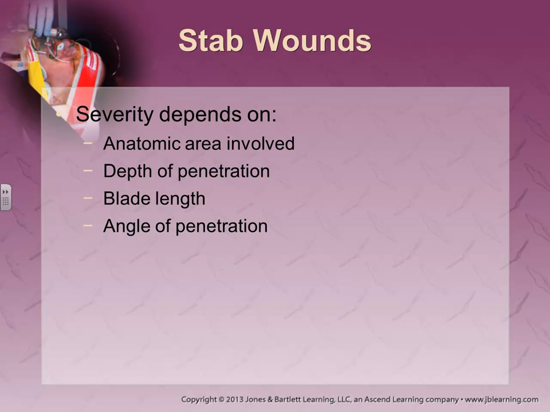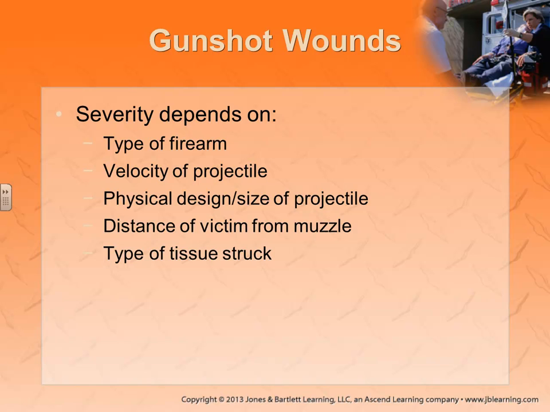Severity also depends on the anatomic area. What part of the body was injured? How deep was it? The length of the blade. Your gunshot wounds depend on your type of firearm. Is it a high velocity rifle, or is it a lower or medium caliber, medium velocity shotgun or handgun? The physical design, the size of projectiles.